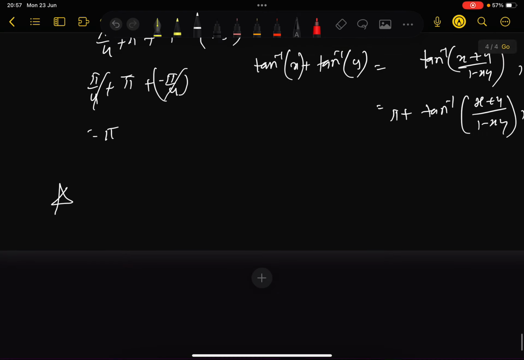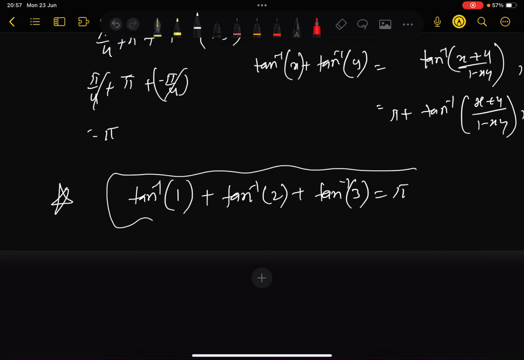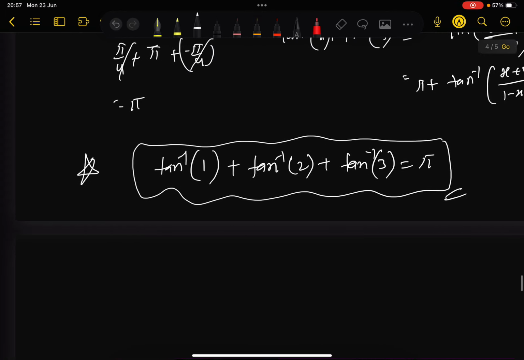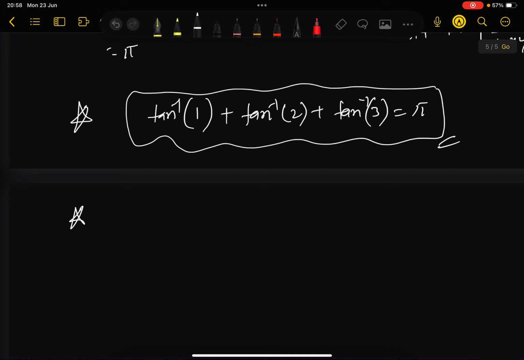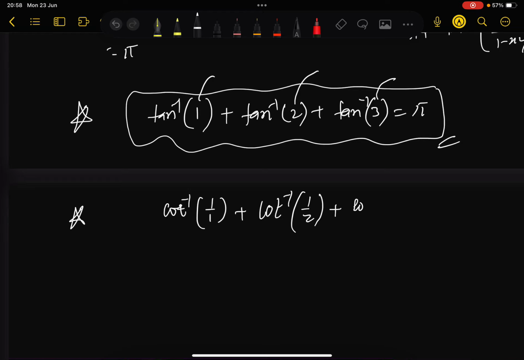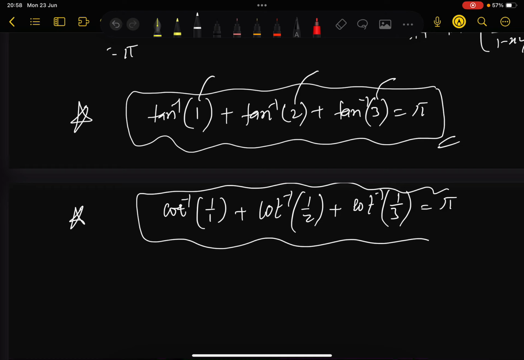This is a very important thing. If anywhere you get tan inverse 1 plus tan inverse 2 plus tan inverse 3, keep in mind, memorize this identity: this equals pi. Next identity: because x and y are positive numbers, we can write it in cot inverse also. So cot inverse 1 by 1, that is 1 also, plus cot inverse 1 by 2 plus cot inverse 1 by 3, that is also equal to pi. So this is the second identity.